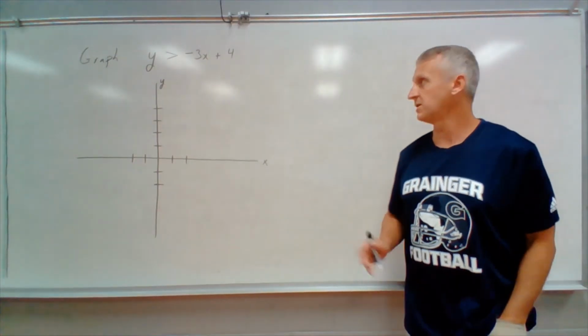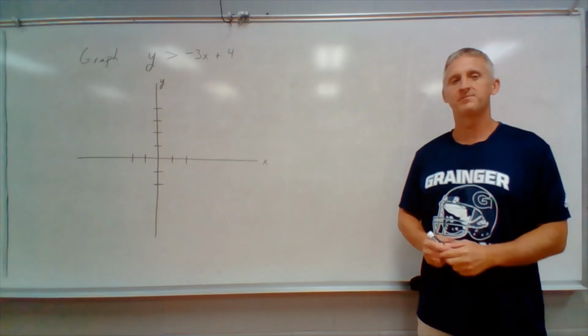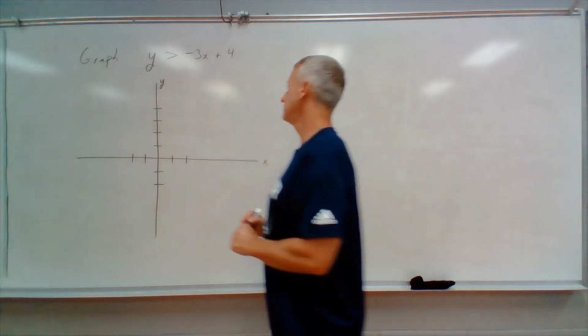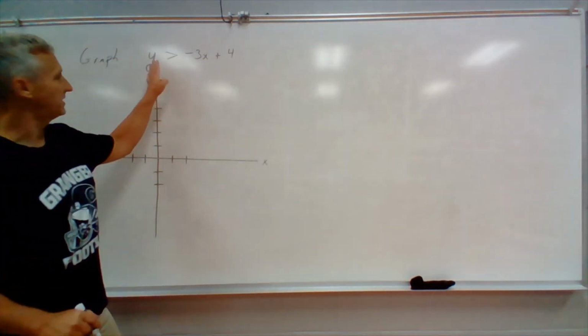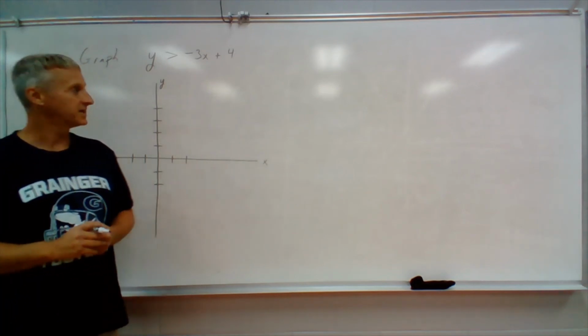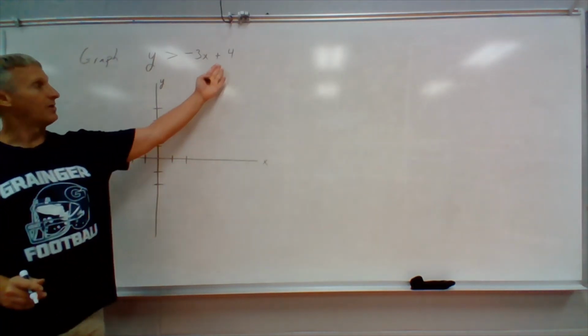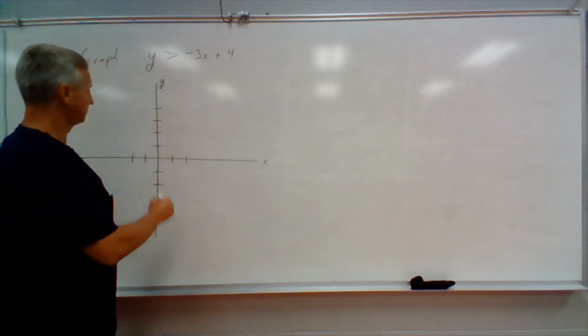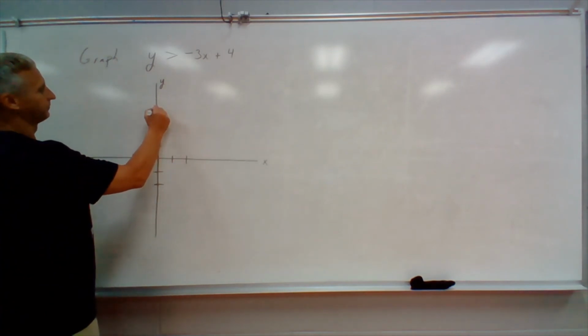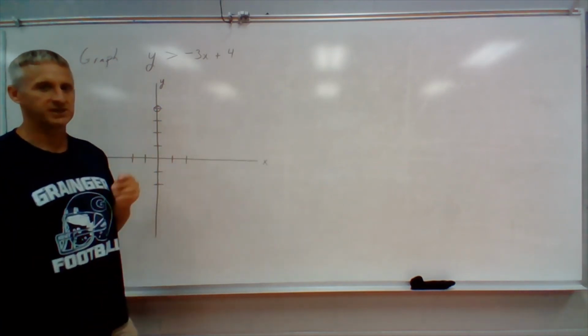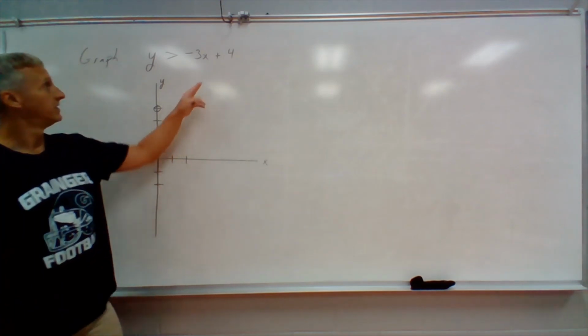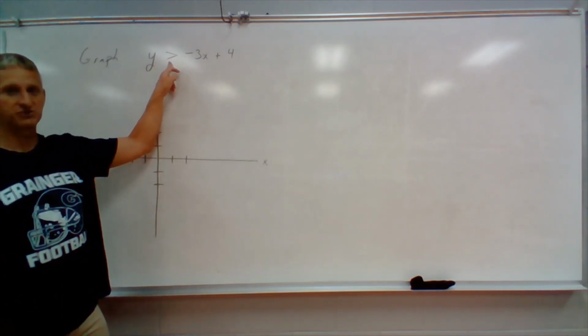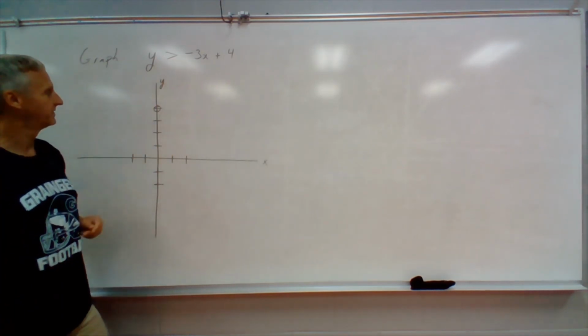All right, let's look at another example of an inequality. We're going to graph this inequality: y is greater than negative 3x plus 4. So my y-intercept is at 4. Let's go ahead and graph that point. And notice I'm going to use an open circle for this point. The reason for that is because it's strictly greater than. There's no equal sign here.